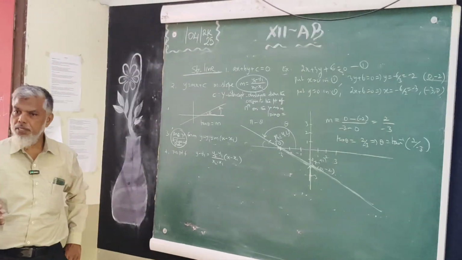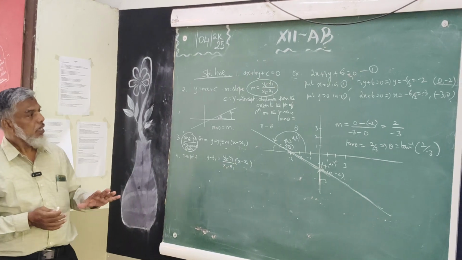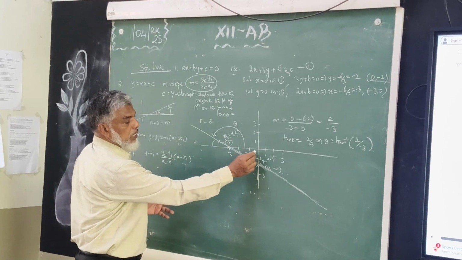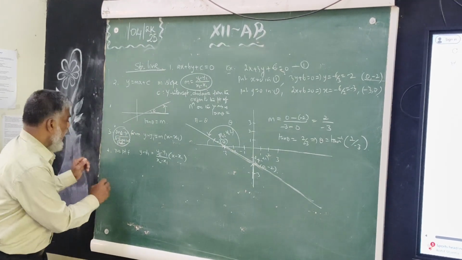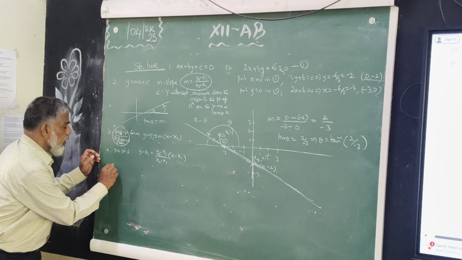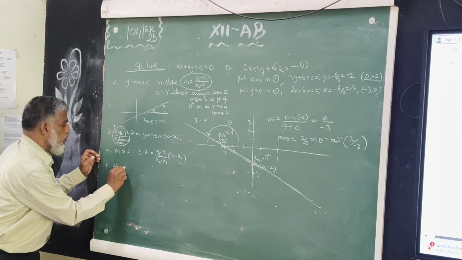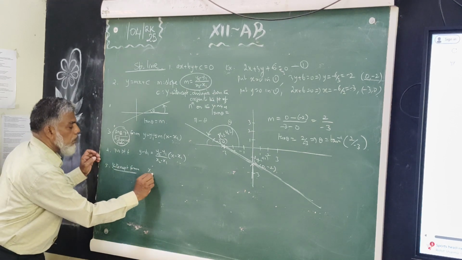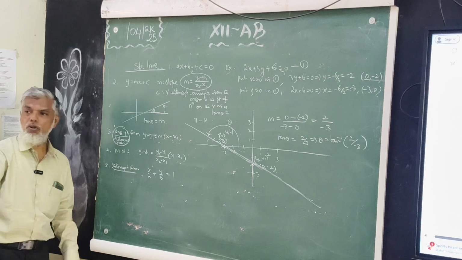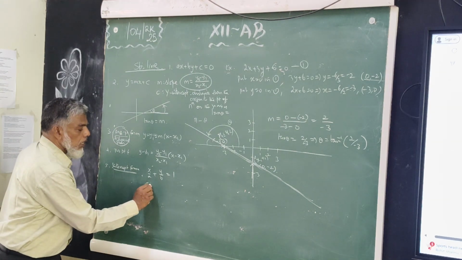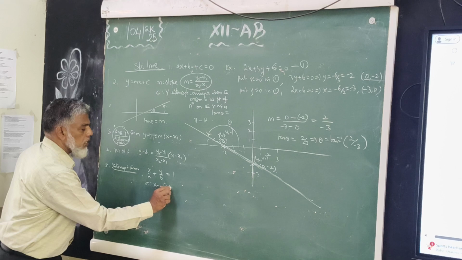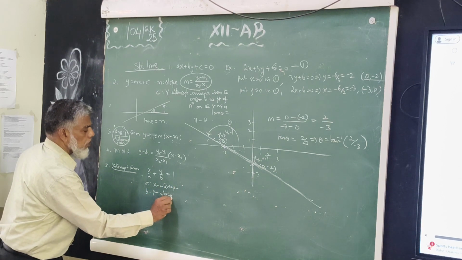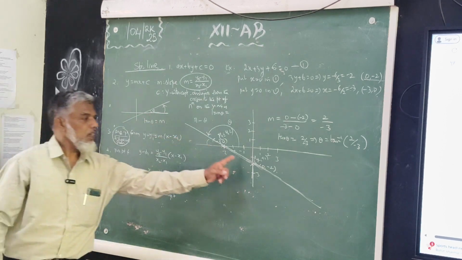Okay. Now another 2 forms are there. So we don't want to go in detail. Now, x-intercept is this, and this is y-intercept. The last one is the intercept form. Intercept form: x by a plus y by b equal to 1. What is a? A is the x-intercept. B is the y-intercept.